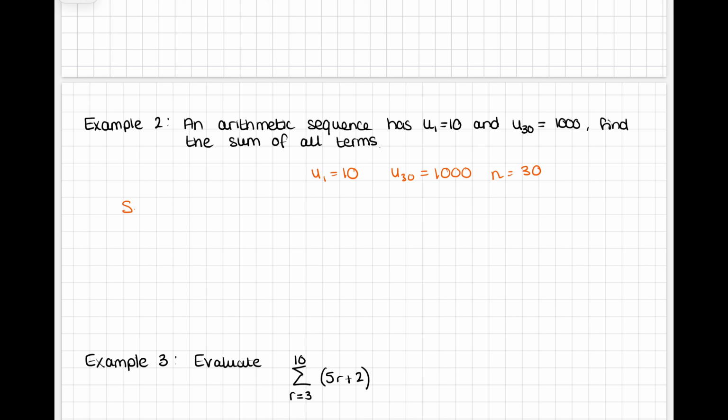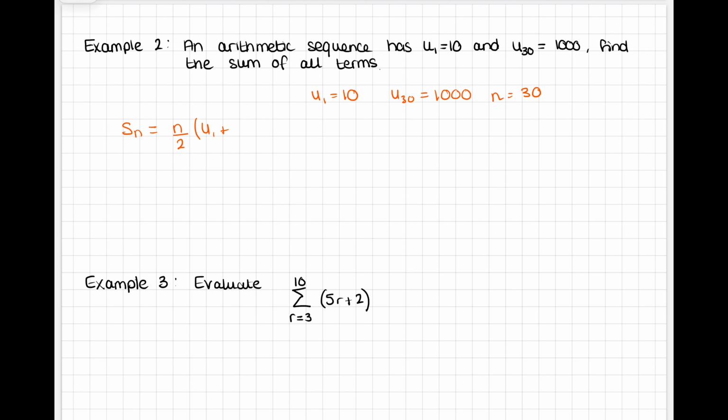Let me just quickly write it out here. So Sn equals n over 2 of u1 plus un. And if we sub in everything we have, so we're finding S30 equals n, which is 30 over 2, multiplied by 10 plus 1000, which gives us an answer of 15,150. So once again, both are very easy to use in the equations. It's just looking at what information you have to work out which is the best formula.